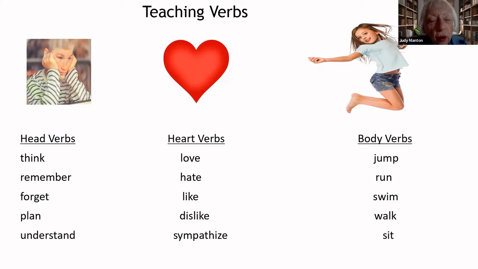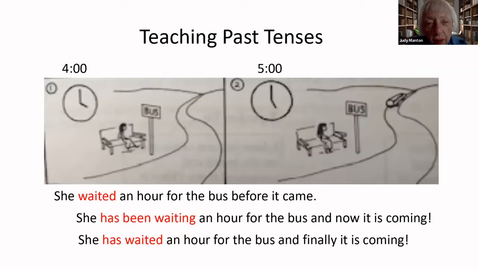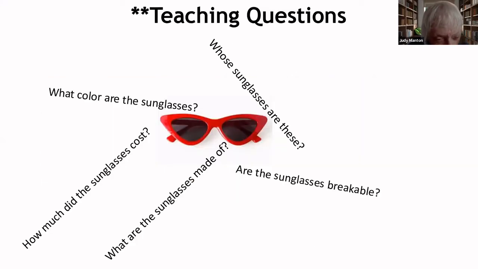She waited an hour for the bus before it came. And the second picture illustrates she has been waiting for an hour for the bus, and now it is coming. Or she has waited for an hour for the bus, and finally it is coming. To make your class active, tape an object to the board and have the students write around the object. This is one way for teaching questions.